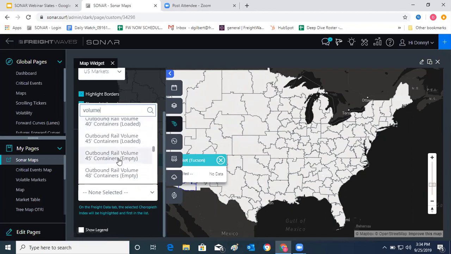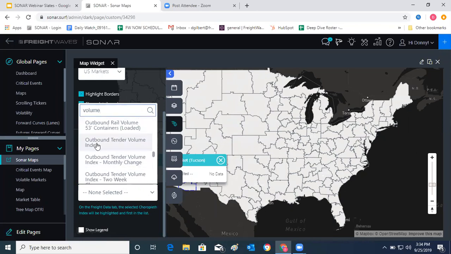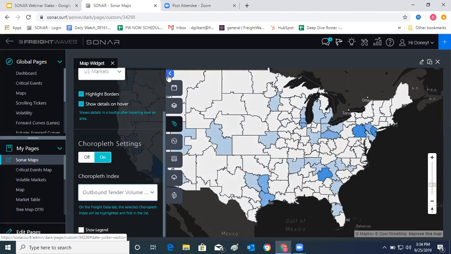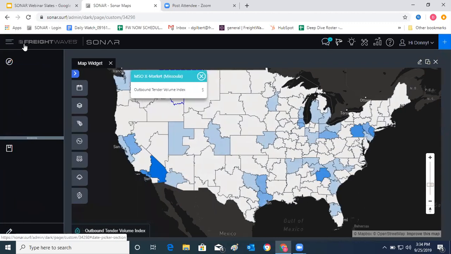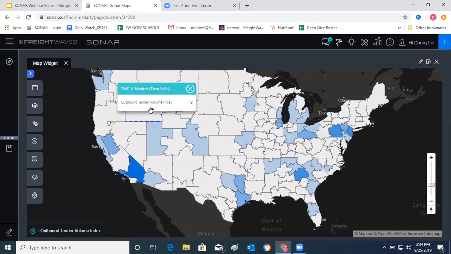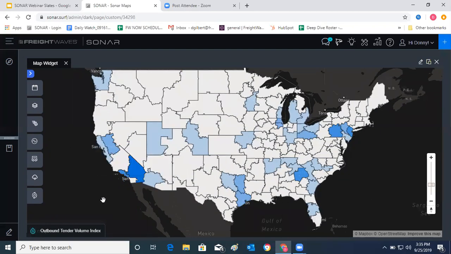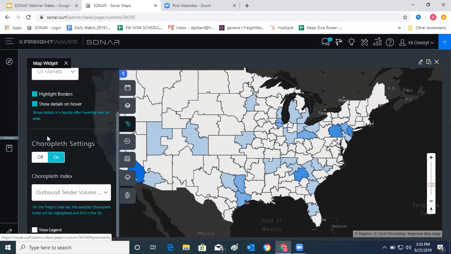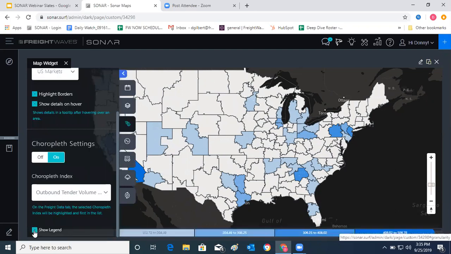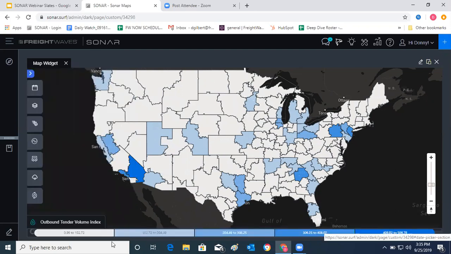As I scroll down, we've got rail volumes, outbound tender volume index. So using the US maps here, our outbound tender volume US map index, this right here is a good 30,000 foot elevation, kind of an overview of what is going on in all the markets across the US. Let me turn my legend on here so we can see what's going on. Down here at the bottom now, I will have a legend appear.